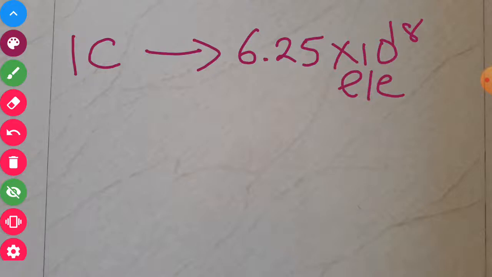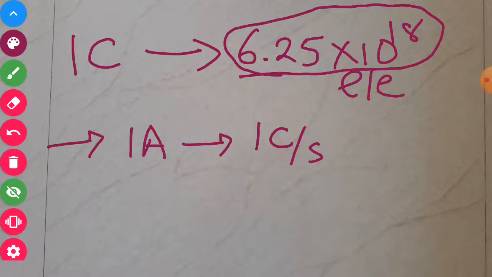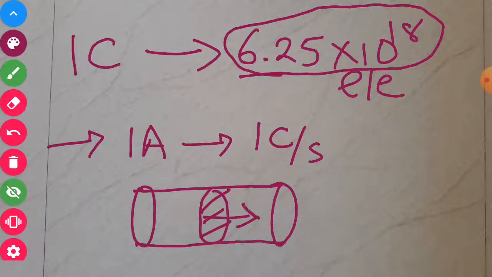So we can say when 1 ampere current is flowing, it means 1 coulomb per second charge is flowing. It means that 6.25 into 10 raised to 18 electrons are flowing in 1 second through a cross section of the conductor. Say for example, this is the conductor, and if you consider this as a cross sectional area, then through this cross sectional area in 1 second, 6.25 into 10 raised to 18 electrons will flow.